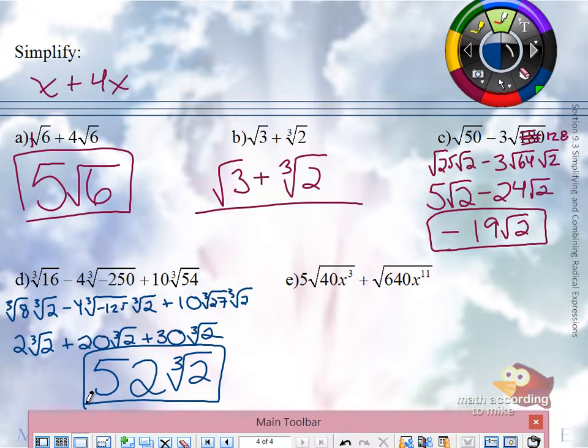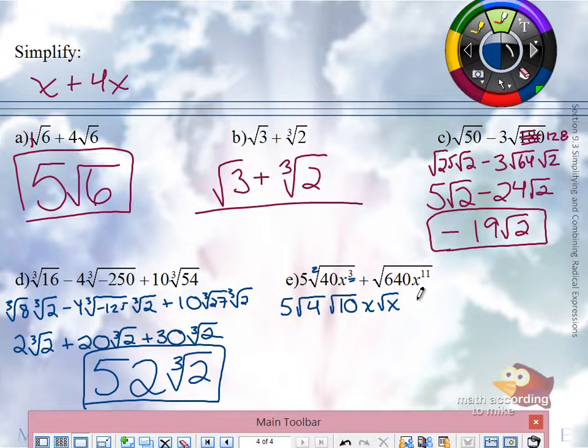Part E, what's the largest perfect square you can pull out of 40x cubed? Or if you just want to do the 40, we can just talk about the 40. So what's the largest perfect square you can pull out of 40? 4. 2 goes into 3 how many times? So we can pull out 1x with 1x left over. We'll clean that all up in a second.